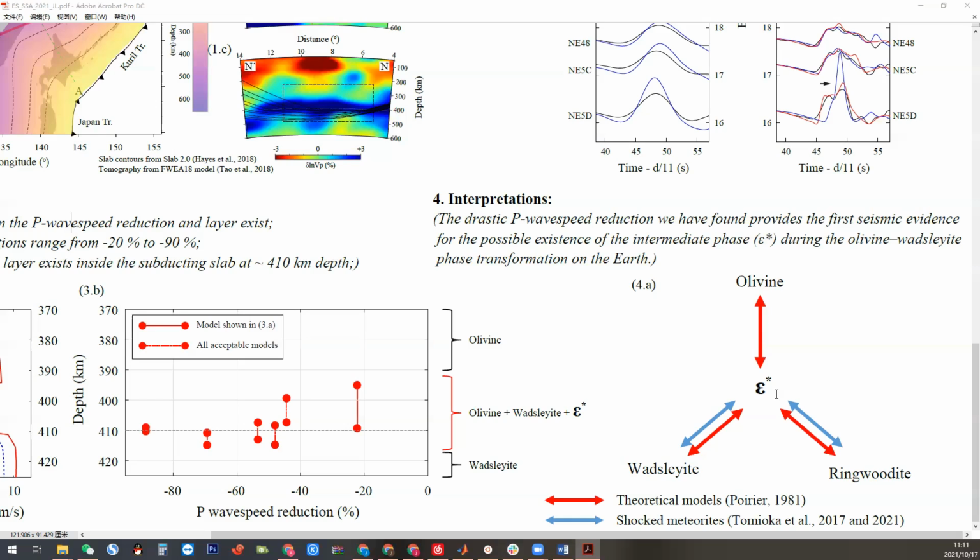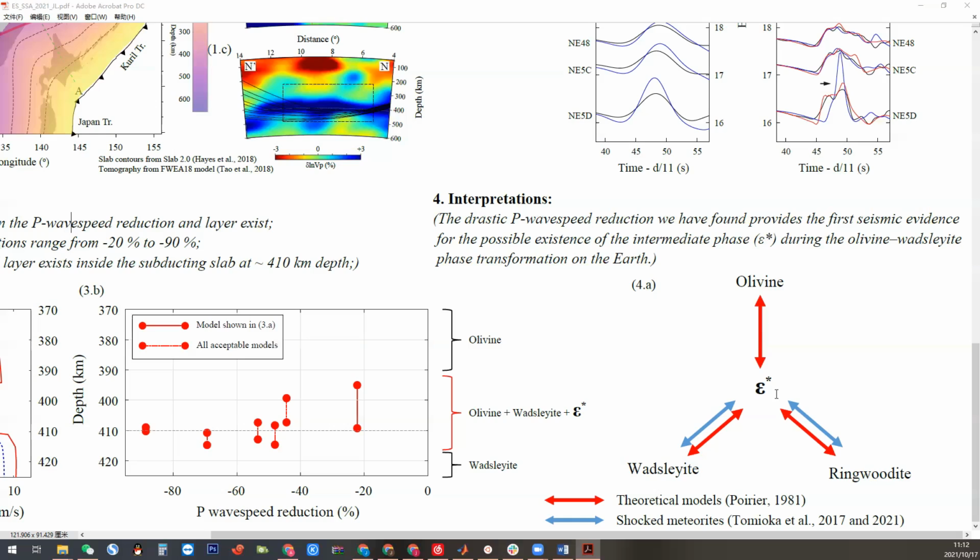In 2017, the first sample of this intermediate phase was discovered in Shergotty meteorites, which finally confirms the existence of this intermediate phase. And the dramatic P-wave speed reduction we have found might provide the first seismic evidence for the possible existence of this epsilon phase on our Earth.